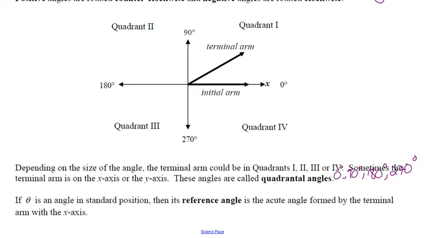If theta, so theta is the x of trig, right? It's the unknown that we usually use. You can use anything, but we tend to use theta. So if theta is an angle in standard position, then its reference angle is the acute, what's acute? Less than 90 degrees, right? It's the acute angle formed by the terminal arm with the x-axis. Okay, and we're going to hit a bunch of that stuff.